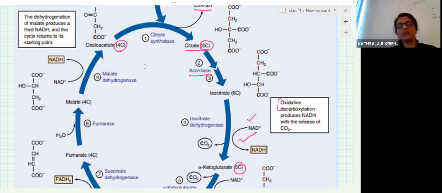Yeah, so this is an oxidative decarboxylation. So this oxidative decarboxylation is oxidation, and carbon dioxide is also lost. So keep counting the oxidative decarboxylation places. So how many carbon dioxide? This is where the first carbon dioxide is lost.